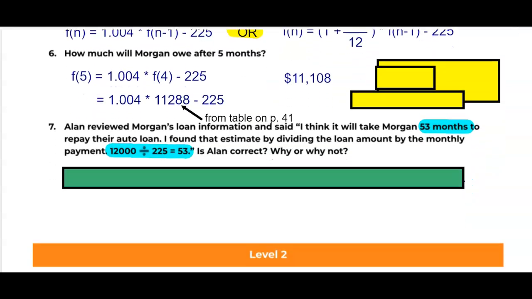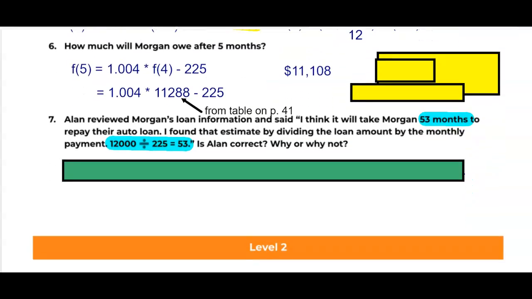Okay, going on to number 7. Alan reviewed Morgan's loan information. It says, I think it's going to take 53 months to repay. Found that estimate by dividing by the monthly payment. So if you divide 12,000, the original loan, by the monthly payment, you get 53. Is Alan correct? All right, so make a guess first in this space. Write down whether you think Alan is correct and why. And pause the video to write that down. We'll come back and talk about it.